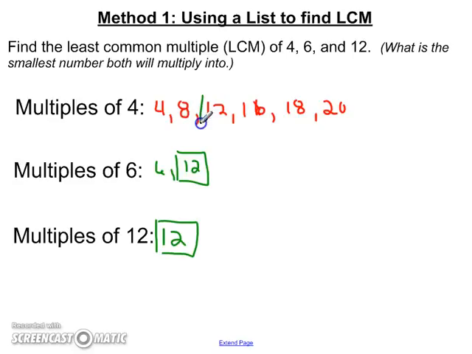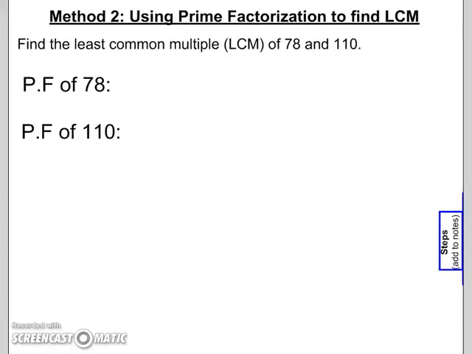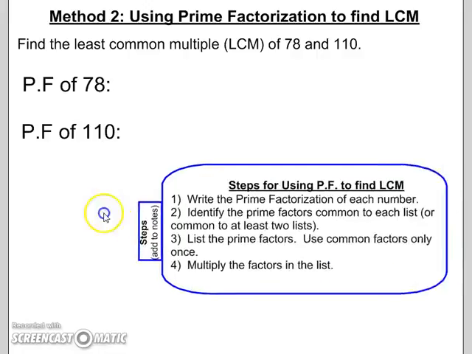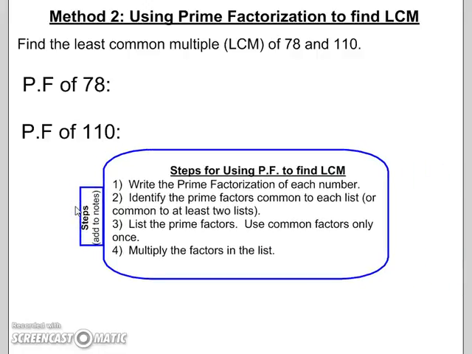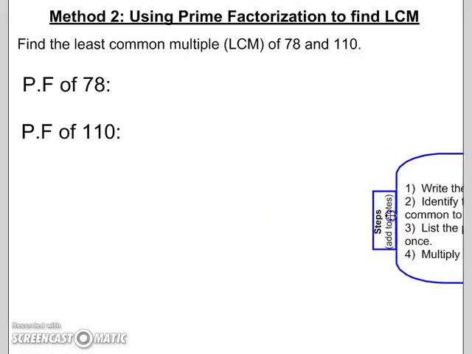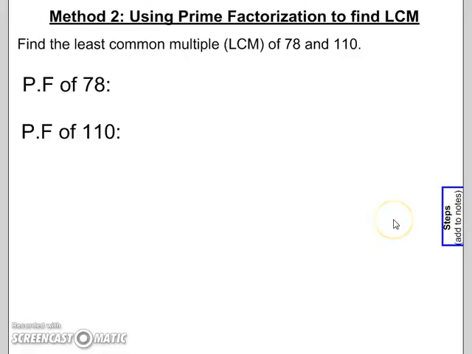And listing works, it does work, but the problem, like I said, is when we're talking about large numbers, listing all of the multiples of large numbers can get pretty hairy. So I prefer a prime factorization method. And here are the steps if you're going to use the prime factorization method, which is my recommendation. First you need to write the prime factorization of each number. Whether you use the factor tree or the step diagram, it doesn't matter to me, but you need the prime factorization.